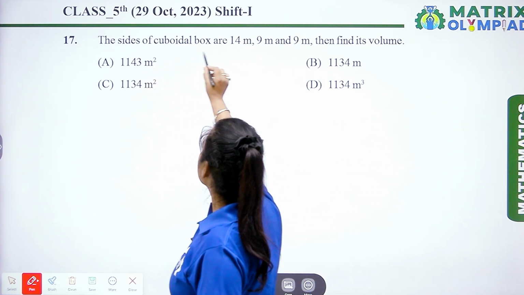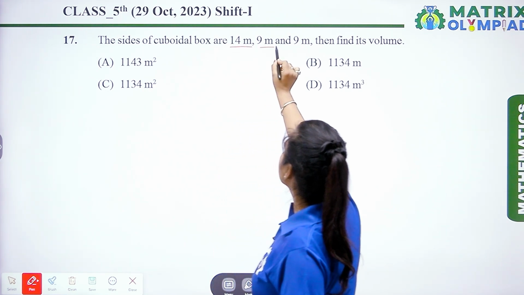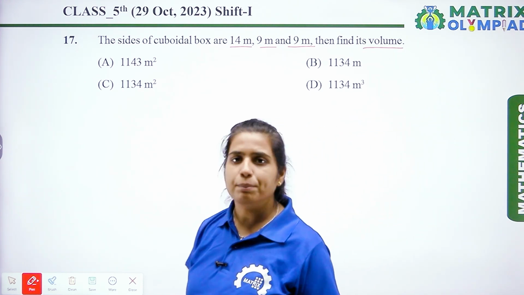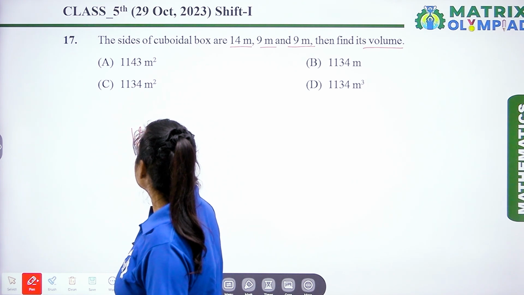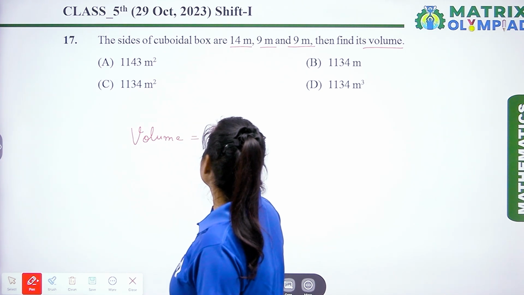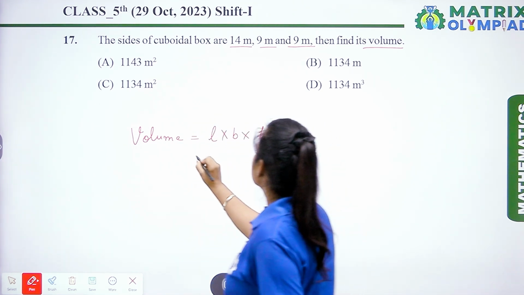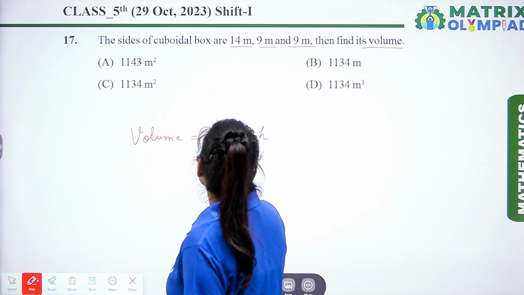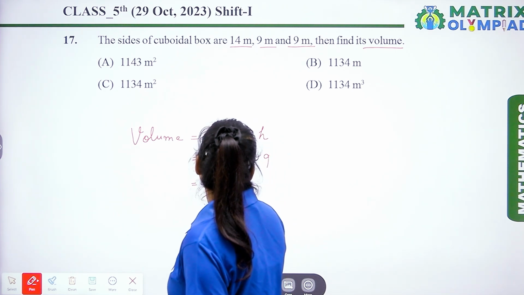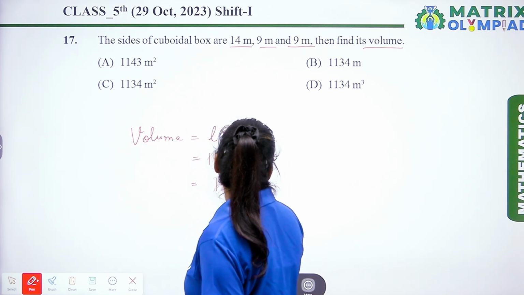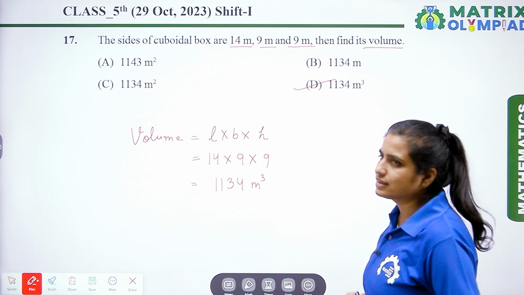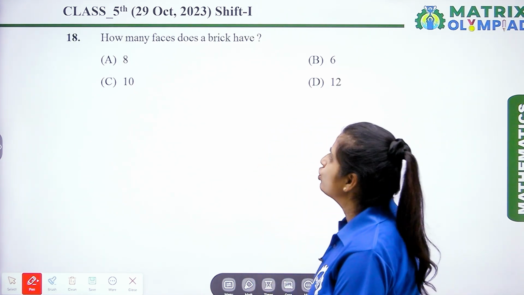The sides of a cuboidal box are 17 meter, 9 meter and 9 meter. Then find its volume. So we have to find the volume of the cuboidal box. We know the formula of volume. So here we are going to place the formula, that is L into B into H. Let's place the value. 14 multiplied by 9 multiplied by 9. Here after multiplication we get 1134 meter cube. So option D is the correct answer. Now the next question is question number 18.